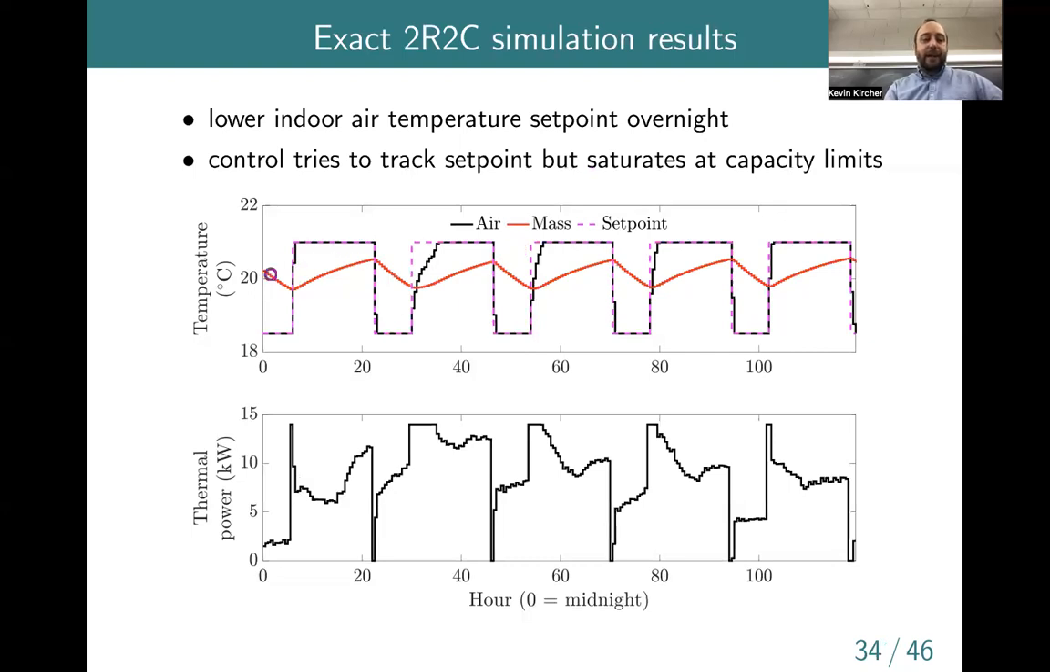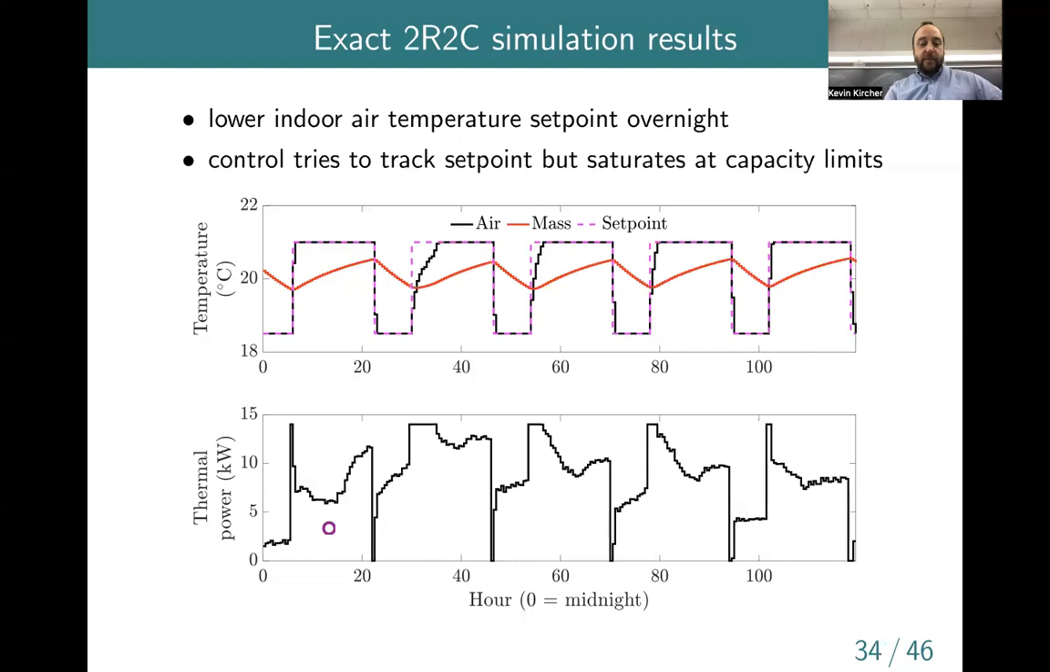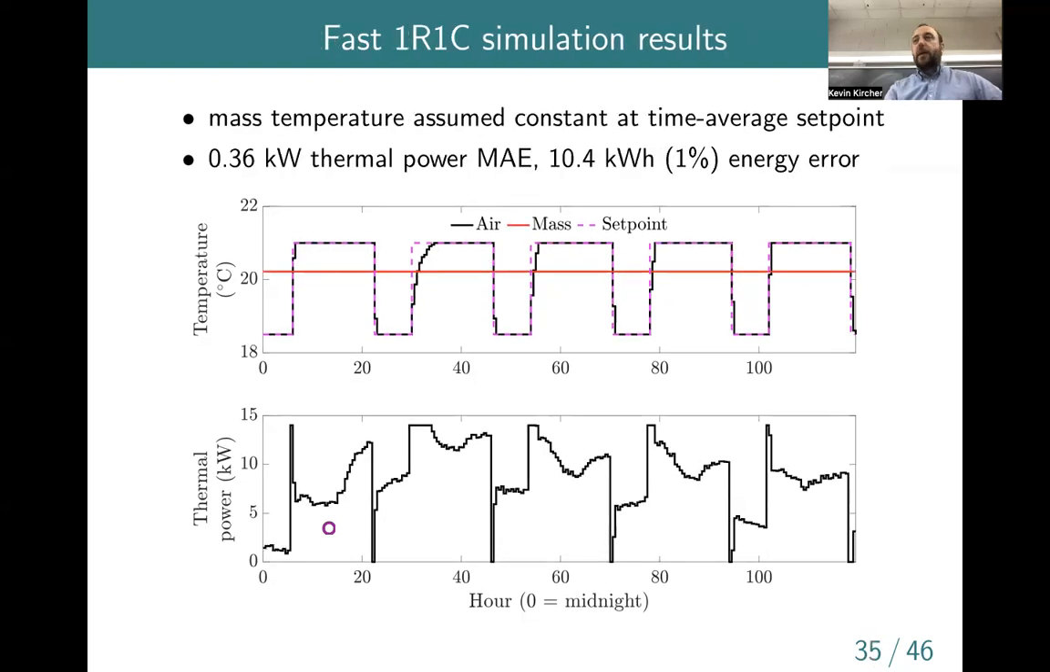In the previous one, the mass was dynamic. Here we're treating it as constant, at this average value. And if we do that, you can see what the thermal power signal looks like in the bottom plot. I'm going to flip between these quickly. You can see that it's not identical, but it looks very similar. The basic trend, the basic pattern, is pretty much unchanged.